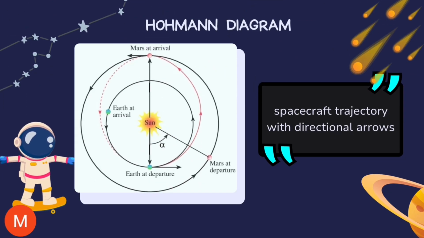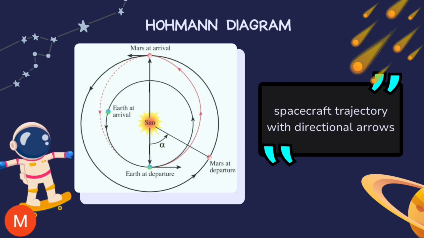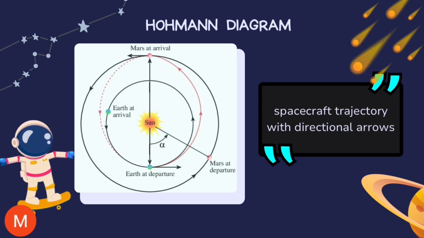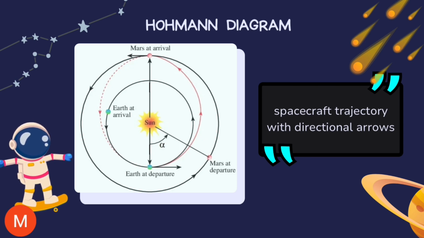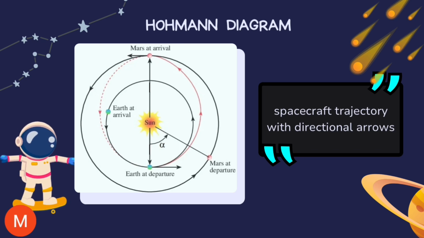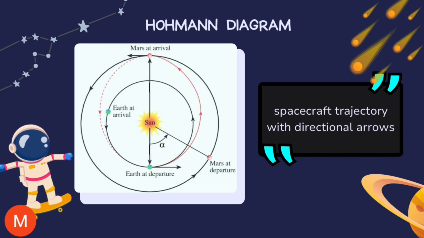On this slide, we can see a diagram of the Hohmann transfer orbit, which is a key concept in planetary travel. The diagram shows the elliptical transfer orbit connecting Earth's orbit and Mars's orbit around the Sun. The Sun is positioned at one focus of the elliptical path. So the spacecraft begins its journey at Earth, traveling along the transfer orbit.